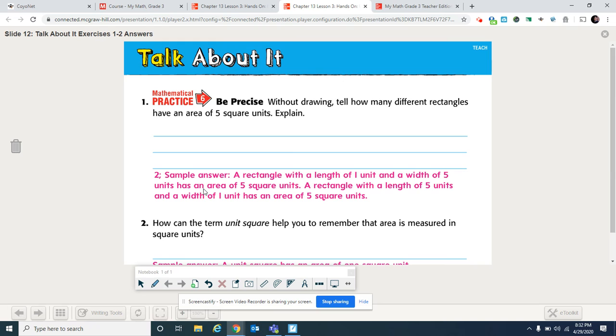The sample answer for this is: a rectangle with a length of 1 unit and a width of 5 units has an area of 5 square units. A rectangle with a length of 5 units and a width of 1 unit has an area of 5 square units. All right, so let's move on to another example.